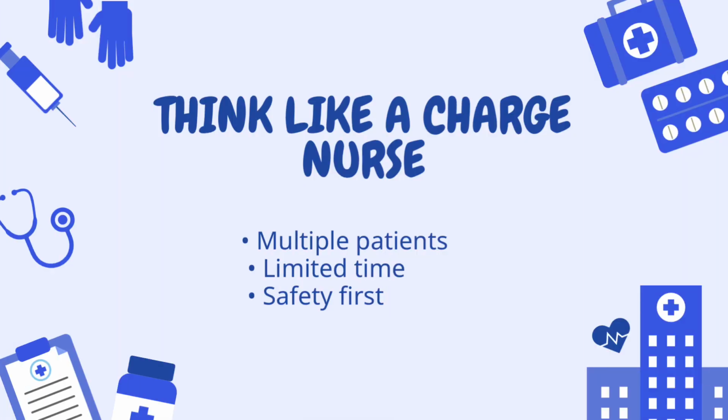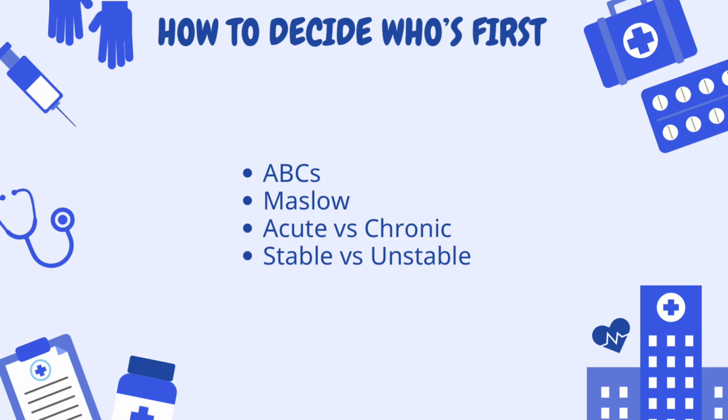Priority questions are training you to think like a nurse managing multiple patients at once. You have limited time, multiple responsibilities, and patients with different levels of urgency. Your job is to determine who is the sickest, who is unstable, who needs immediate attention. This is where our priority strategy comes in. The biggest ones you'll use are your ABCs, Maslow's hierarchy of needs, acute versus chronic, and stable versus unstable. This helps organize your thoughts under pressure.